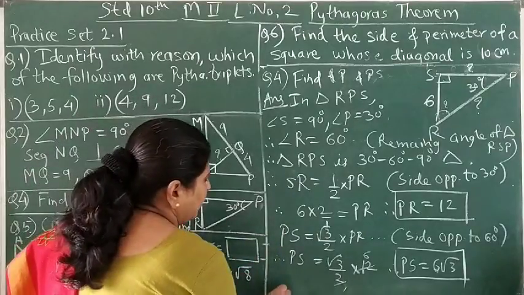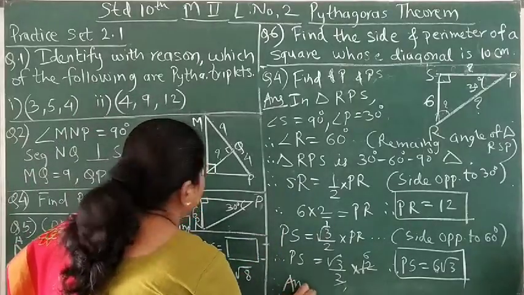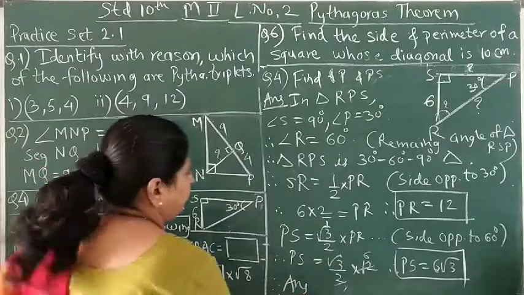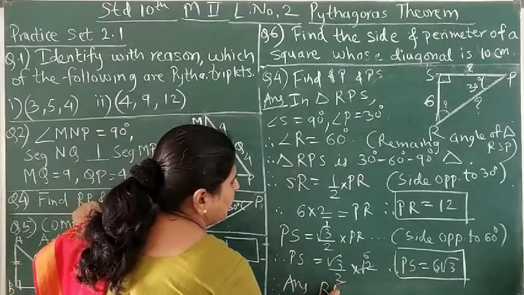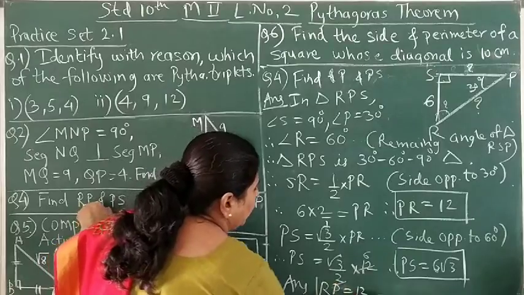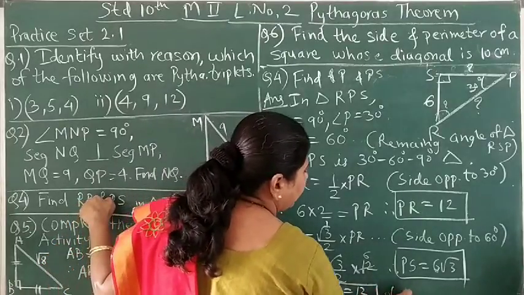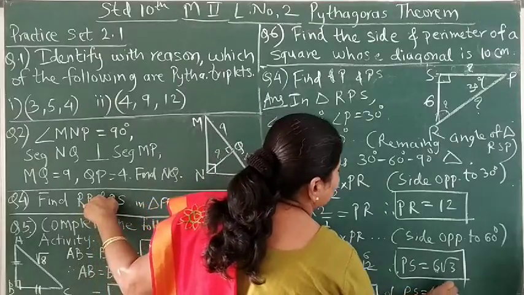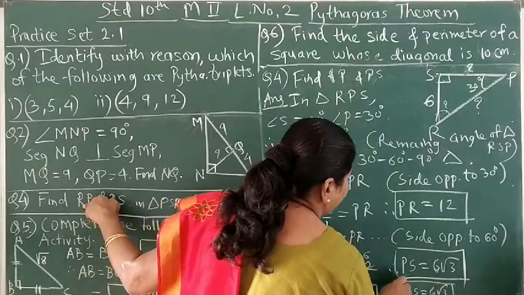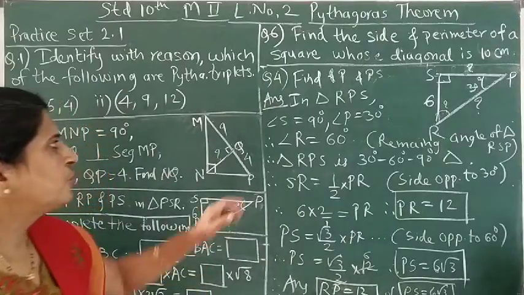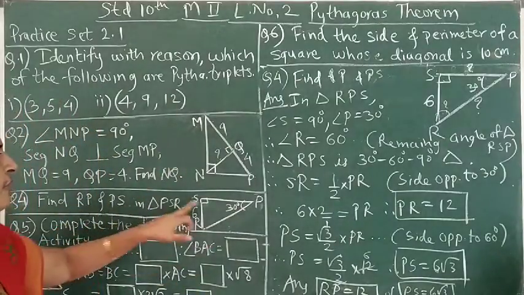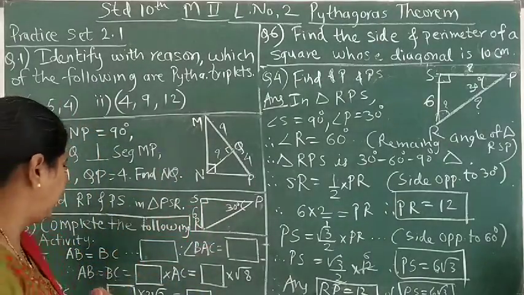And hence you can write the final answer: therefore RP, PR and RP are the same, RP is equal to 12. If it has a unit, write the unit. If it does not have a unit, don't write it. And PS is equal to 6 root 3, or PS or SP, whatever the question is. So this way we have solved the fourth sum, where we have used the 30-60-90 triangle.